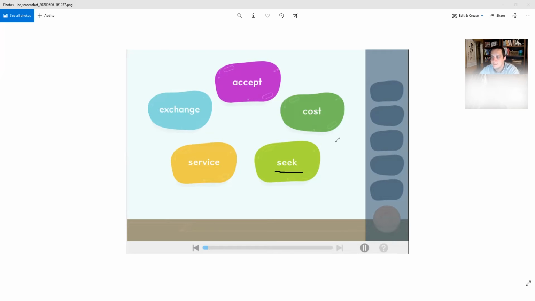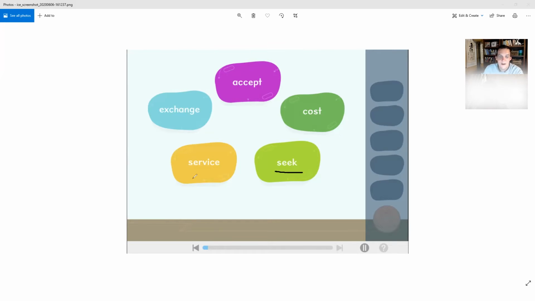Then we have this one here. What's this? Seek. What's seek? Hide and seek. Yes, hide and seek. Hide is when you hide from somebody, don't let them see you. And seek is look for. So when you seek someone, you're trying to find them. You want to find them.